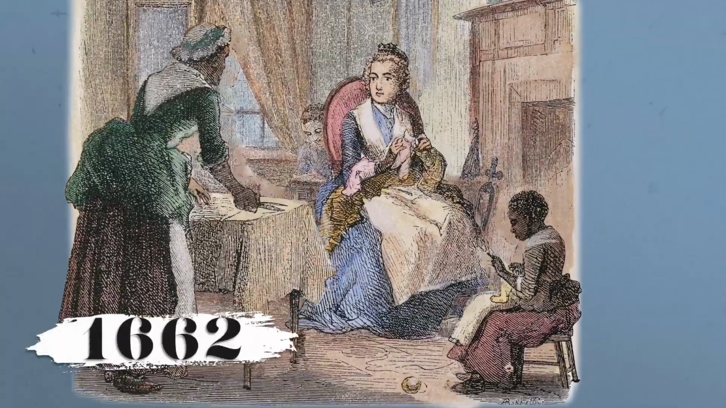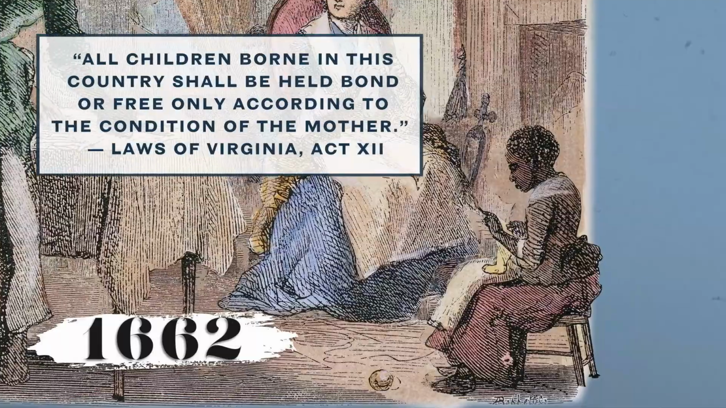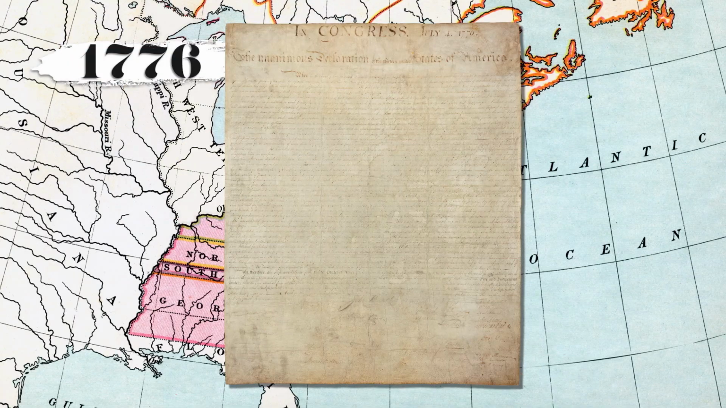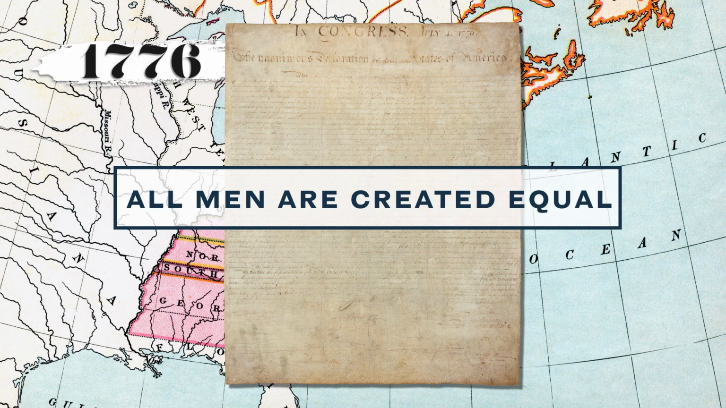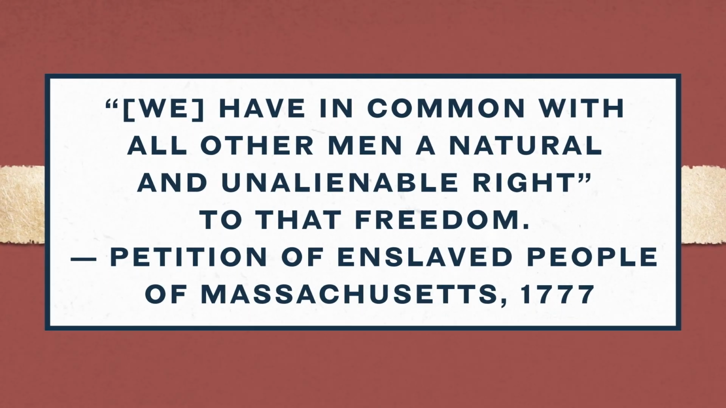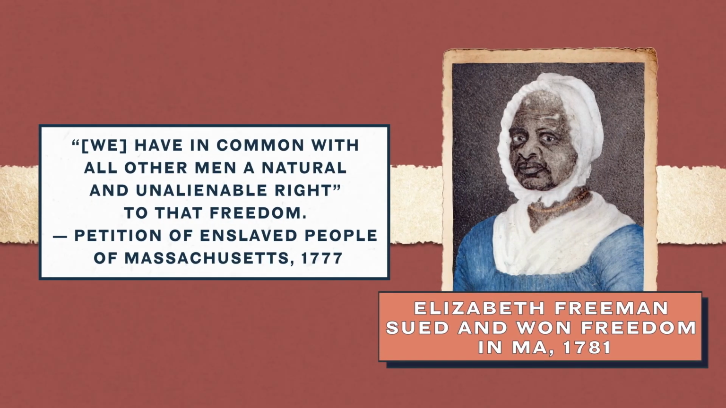Moreover, in 1662, Virginia became the first English colony to make race-based slavery a lifelong hereditary condition for Black people, passed down from mother to child. In 1776, Congress issued the Declaration of Independence, which promised that all men are created equal, and yet slavery was legal in all 13 colonies. Almost immediately, enslaved and free African Americans began quoting that language to support their own liberation.